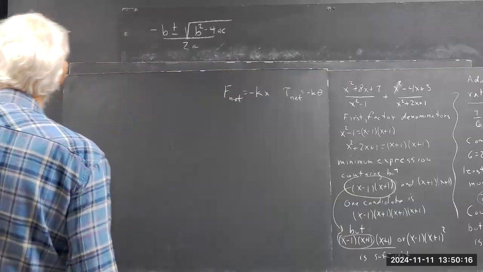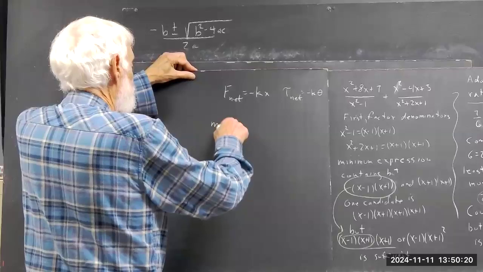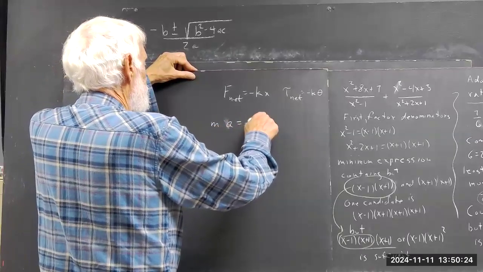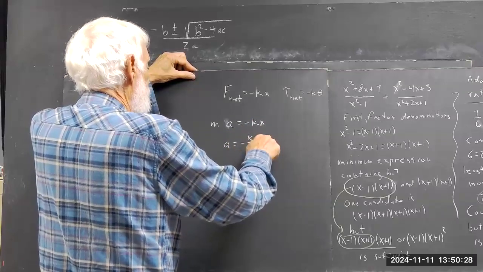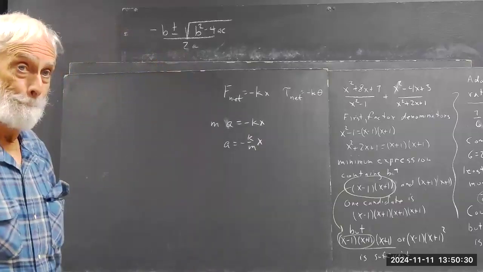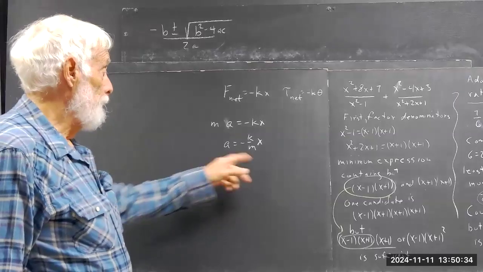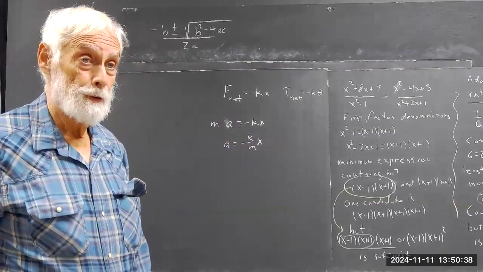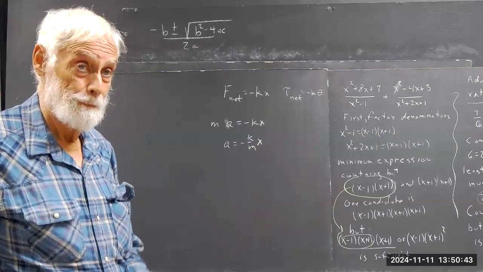Now, as soon as you have this, F net equals negative Kx, which means M A equals negative Kx, which means A equals negative K over M times X, right? The acceleration is proportional to your displacement from an equilibrium position.